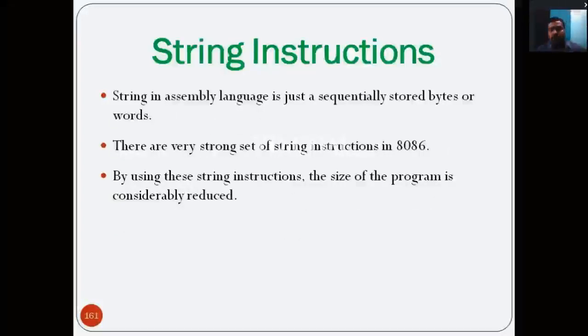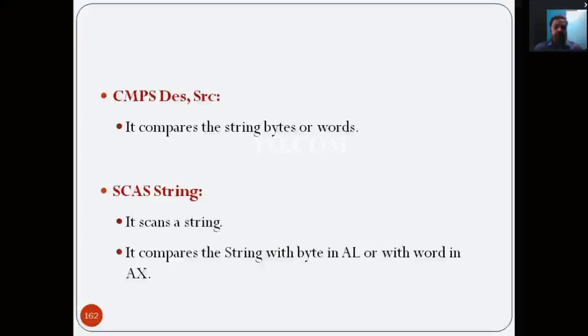Then the last one is the string instructions. A string in assembly language is just a sequentially stored series of bytes or words. These are a very strong set of string instructions in 8086. By using string instructions, the size of the program is considerably reduced. By using a single string instruction, we can do many operations. So CMPS destination, source, DES, SRC. DES means destination, SRC means source. It compares the string bytes or words.